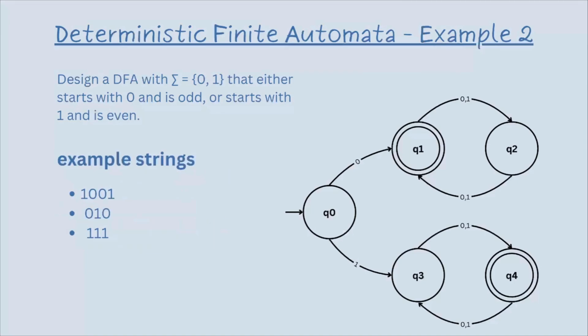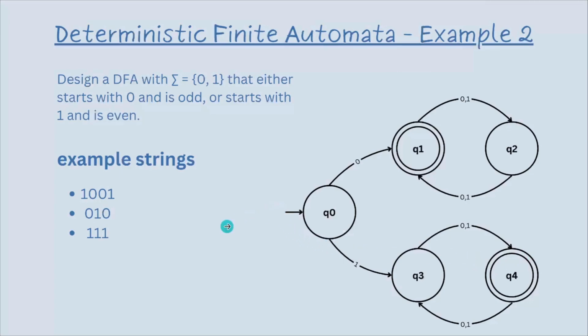And we can test it for some input strings. If we look at 1001, that is a string that starts with 1 and is even, so it should be accepted. And we can see, if you start at Q0 and you read 1, you go to Q3, then you read 0, you go to Q4, then you read 0 again, and you go back to Q3. Then you read a 1, and you go back to Q4, which is an accept state.